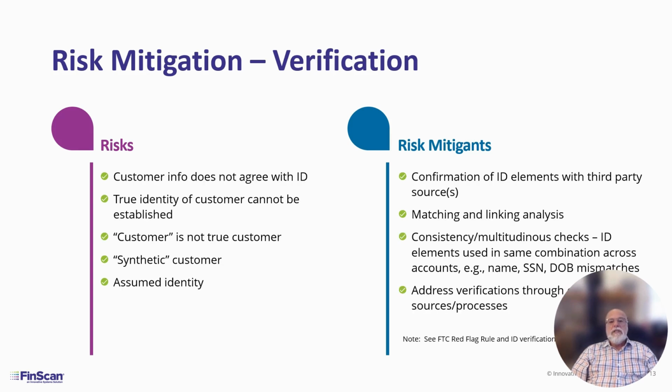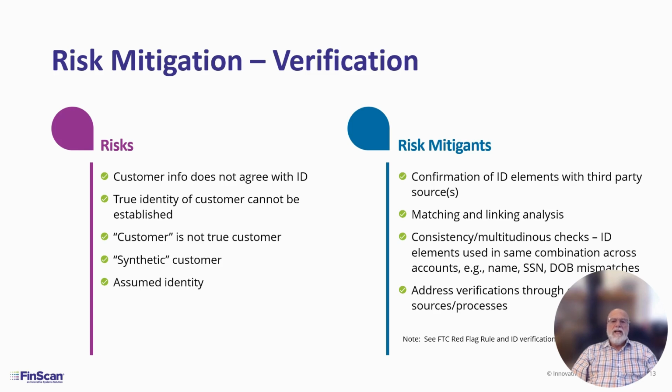When it comes to the risks associated with verification, a strong program to compare the customer information collected with the customer ID to identify any discrepancy is essential. These discrepancies should be resolved with the customer if possible. The elements of the ID should be confirmed with reliable, independent third-party sources such as credit bureaus. It's also important to look at data you've already collected and to have a robust matching and linking process to check for consistency across data elements.